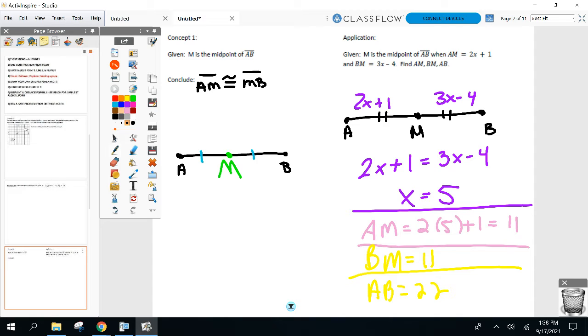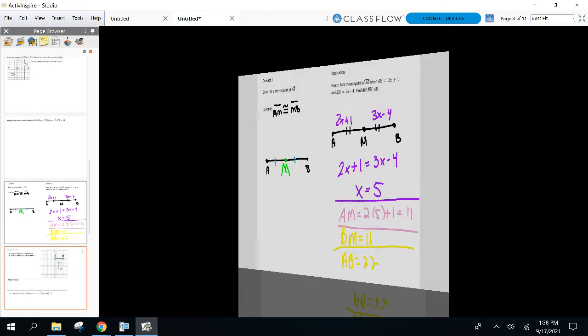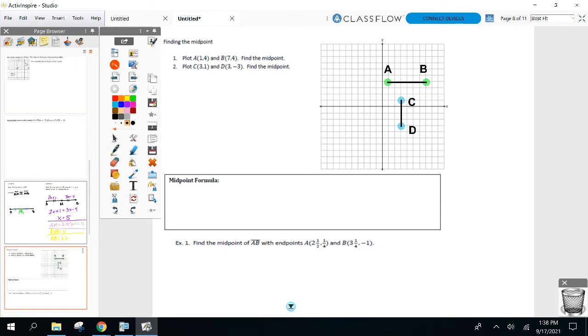We're all good? Okay, I want to do the same thing I did with distance yesterday. Can you find the middle of a line segment on a graph? That's what I'd like to do with you now. So if you haven't done so already, go ahead, plot AB for me and see if you can find the middle of that line segment.